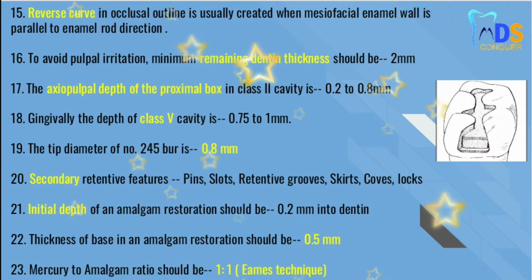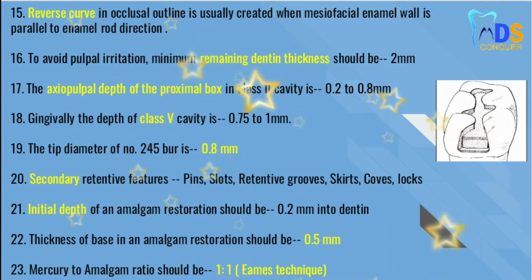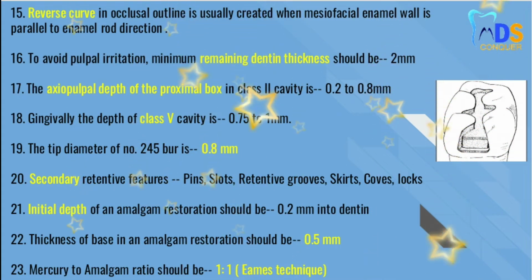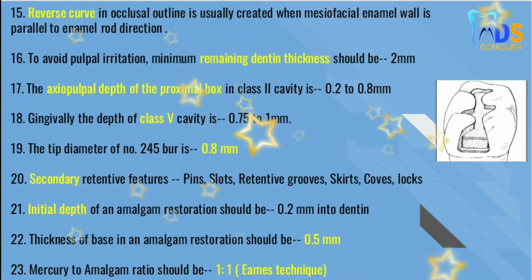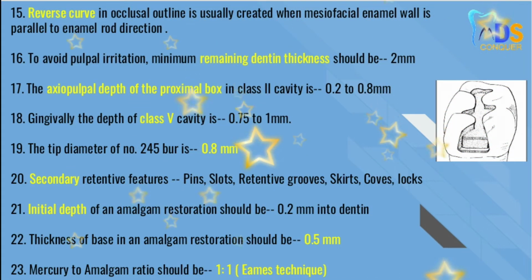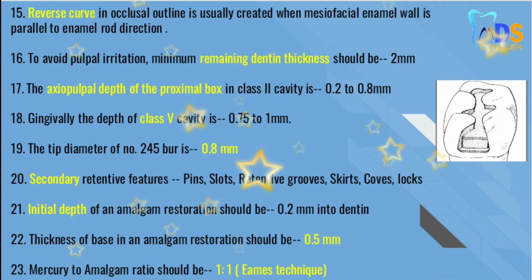Point number 20, secondary retentive features are pins, slots, retentive grooves, skirts, coves and locks. Point number 21, initial depth of an amalgam restoration should be 0.2 mm into dentin. Point number 22, thickness of base in an amalgam restoration should be 0.5 mm. Point number 23, mercury to alloy ratio should be 1:1, that is Eames technique.